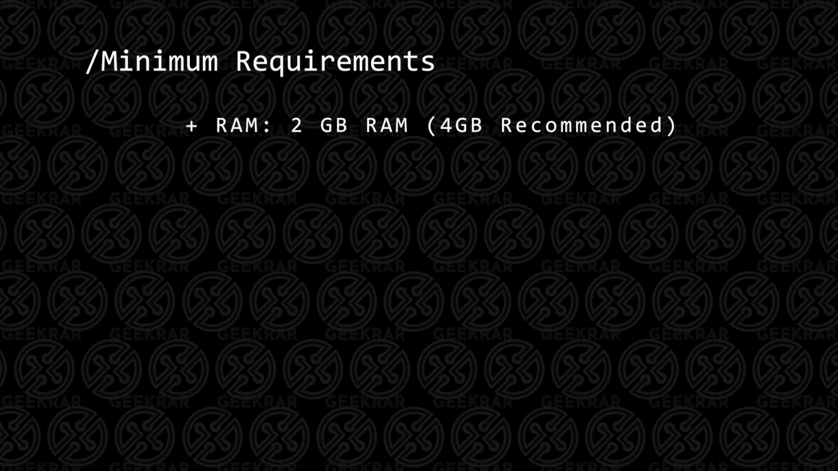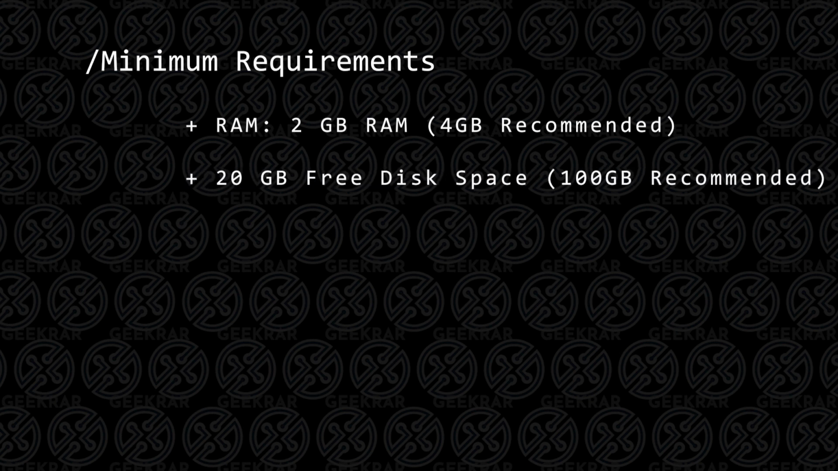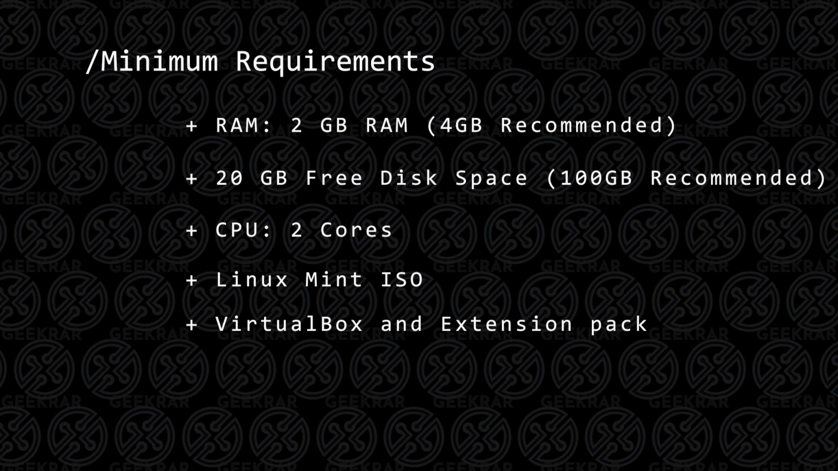For RAM, the lowest that you can have is 2 gigs of RAM, 4 is recommended. For disk space, you're going to want at least 20 gigs of hard disk space, but 100 is recommended. 2 CPU cores, you're going to need the Linux Mint ISO image file. You're going to need VirtualBox and the extension pack.